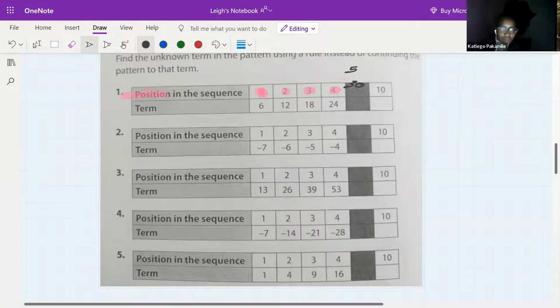But now we have to look at how do the position and the term relate. So now we have to look at how do the position, which is in pink, and the term, which is in blue, relate. Okay, do you all agree that 1 times 6 is 6? Right? So we all saw that. And then 2 times 6 is 12.